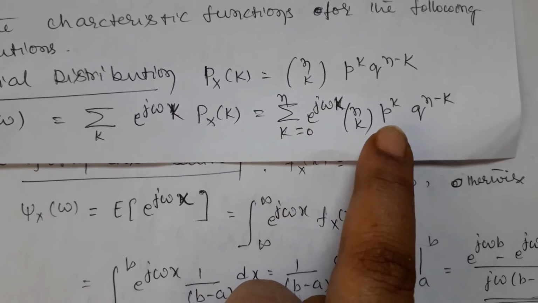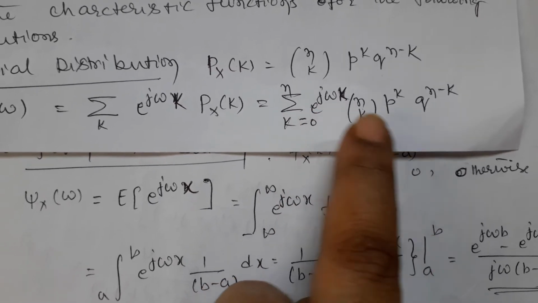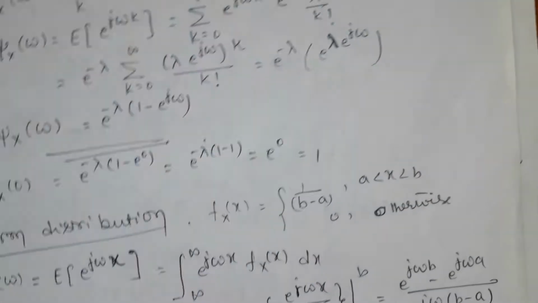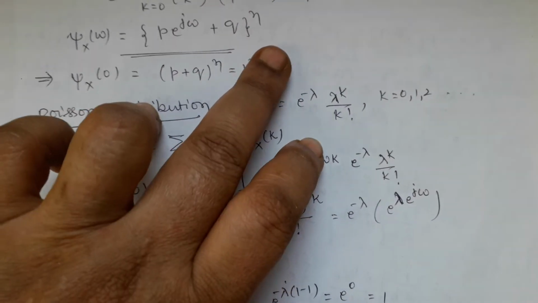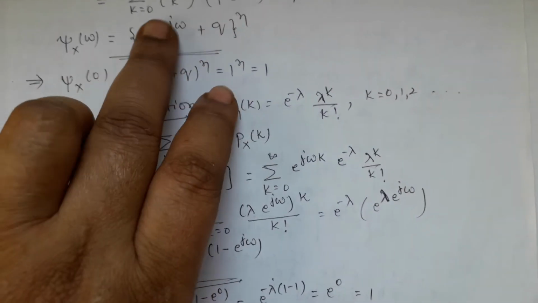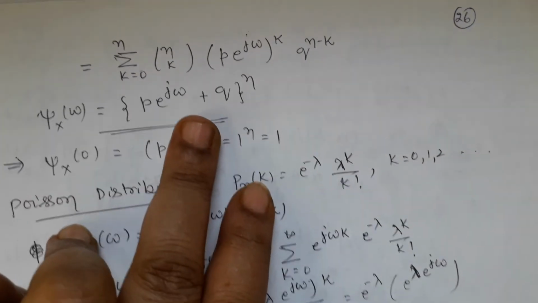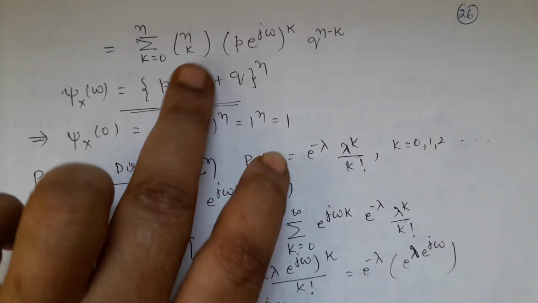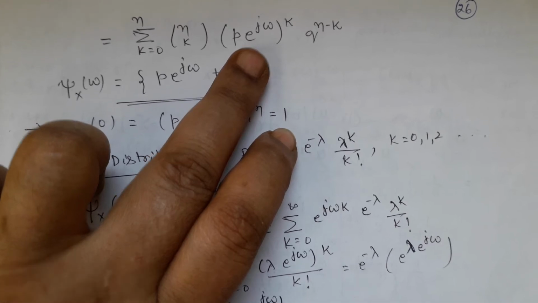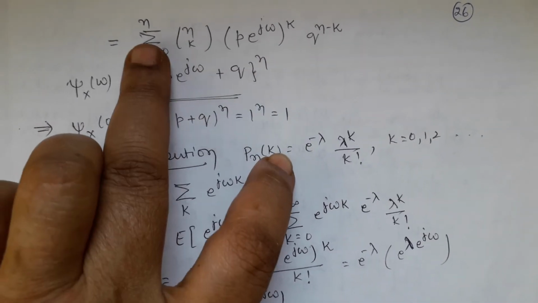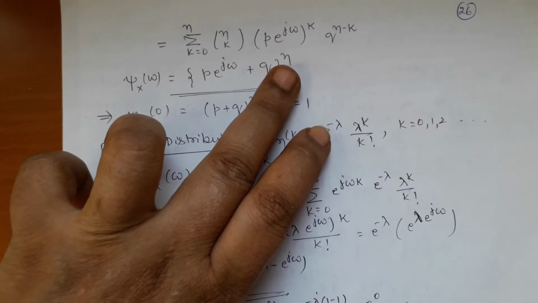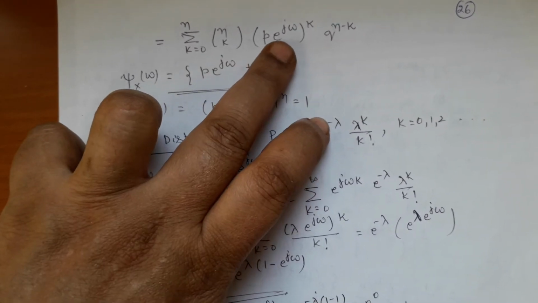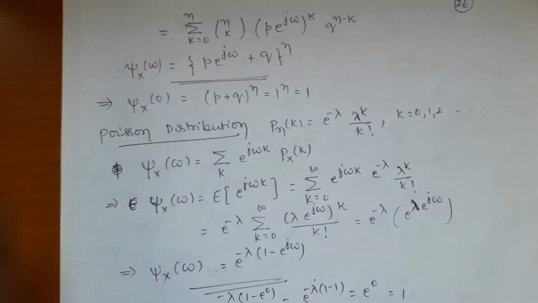A power of a square, b square is nothing but ab whole square. Group these two to the power of k. That's all. I have written here p into e power of j omega whole raised to the power of k, and q power of n minus k. This is nothing but the binomial expansion of p e power of j omega plus q to the power of n. If you want the expansion, we get the binomial expansion of a plus b to the power of n, where a is p e power of j omega, b is q. That's all. Okay.